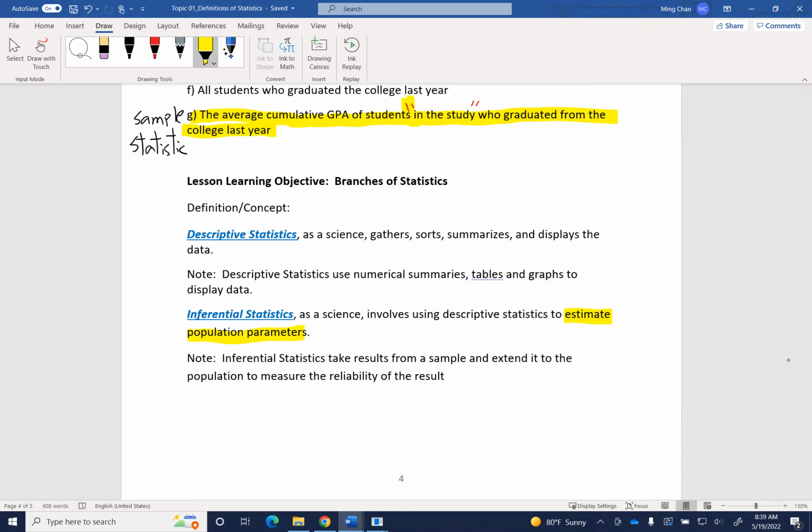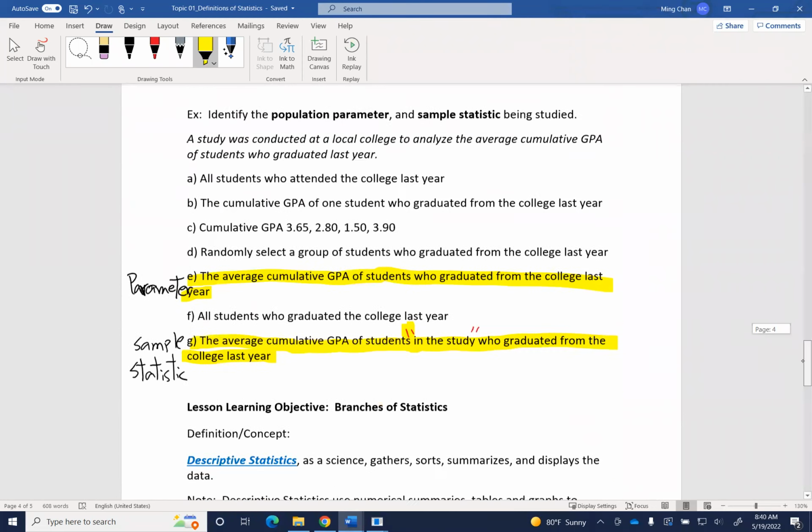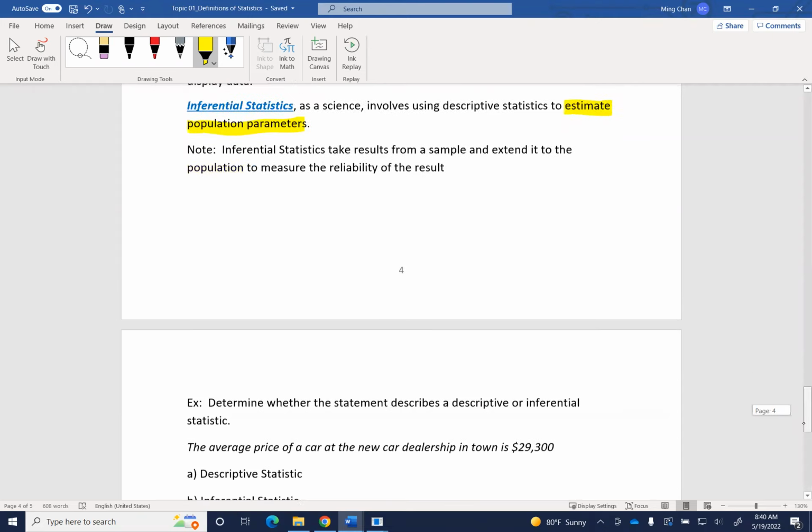So we will talk a little bit about inferential statistics toward the end of the semester. A lot of the topics we're going to cover at the beginning of this course are about descriptive statistics, and then we will slowly ease into inferential statistics.